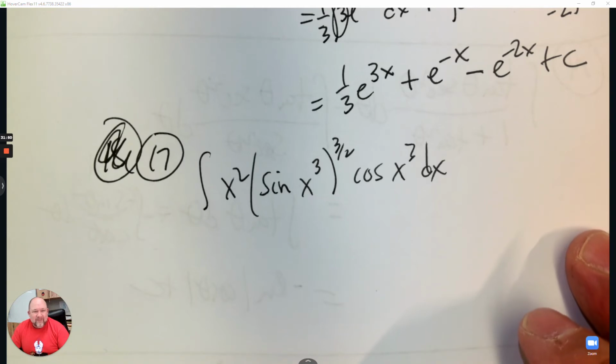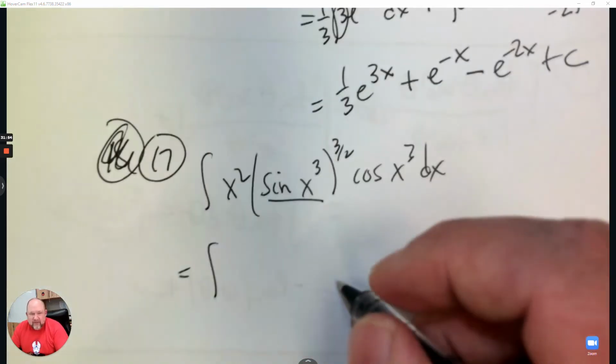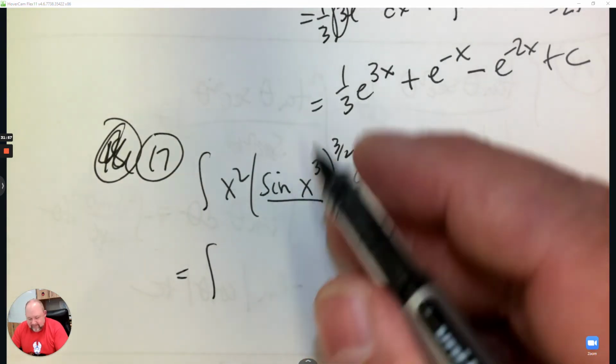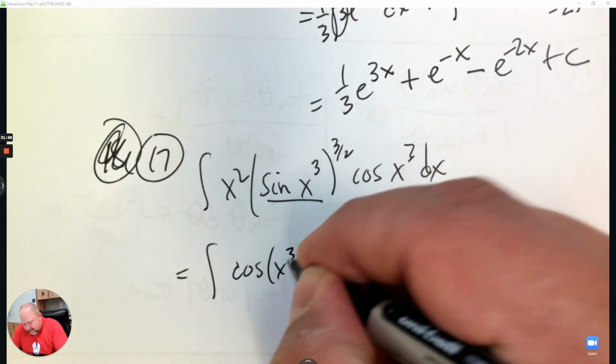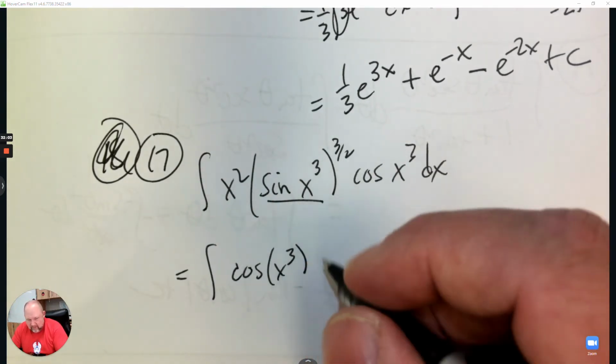Alright, so what do I see when I do this? I'm going to do it. The hook comes from here. So the derivative of sine is cosine. And then it has a second hook. The derivative of x cubed is 3x squared.